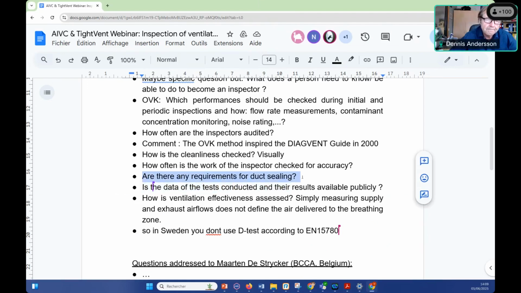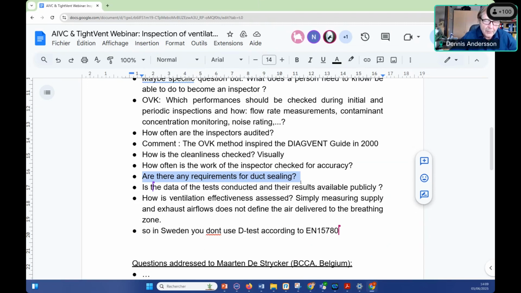Okay. Are there any requirements for duct sealing? I guess we are talking here about ductwork tightness, most probably. Well, that could be, but it is often part of an agreement between the contractor and the building owner when you build the ventilation system at first. We don't test that when we do OVK.